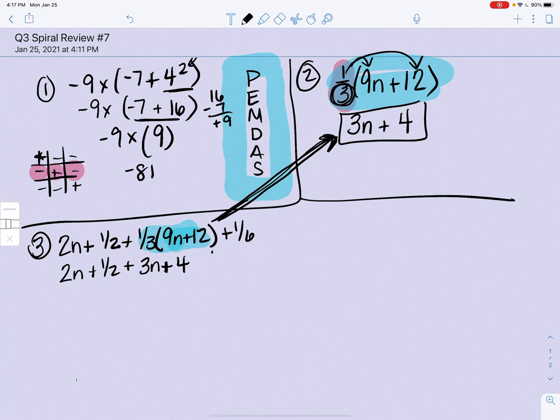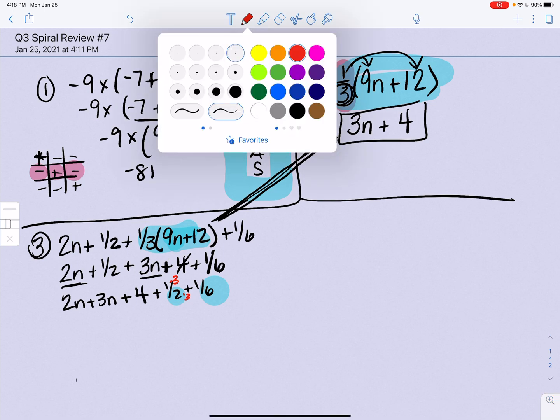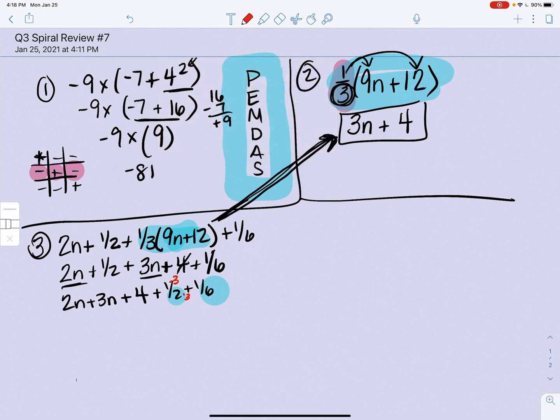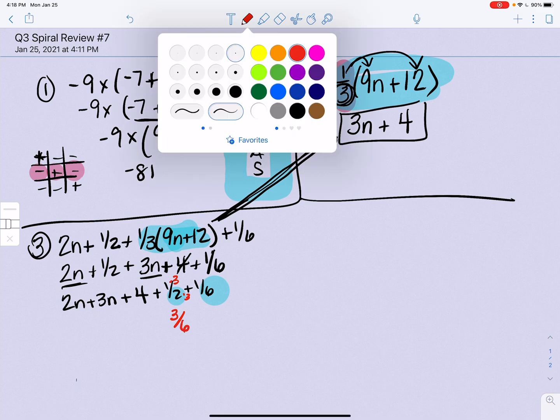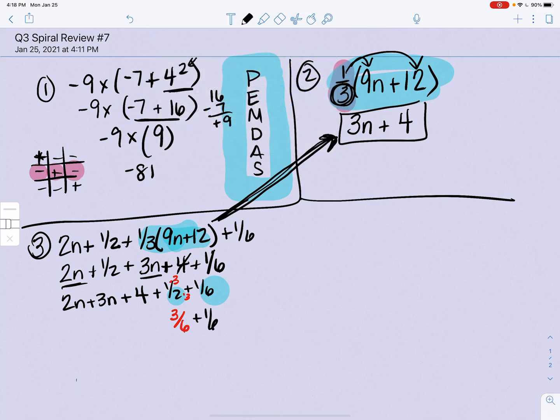3n plus 4, bring down my 1/6. That is very different than 1/16. Now I'm going to rearrange. Put my like terms, 2n plus 3n, bring down my 4 like I did last time, bring down my 1/2, bring down my 1/6. And I still do not have matching denominators, so I have to do times 3. I'm going to rewrite this one. It turns into 3/6, but nothing else changes, so I just bring them down.